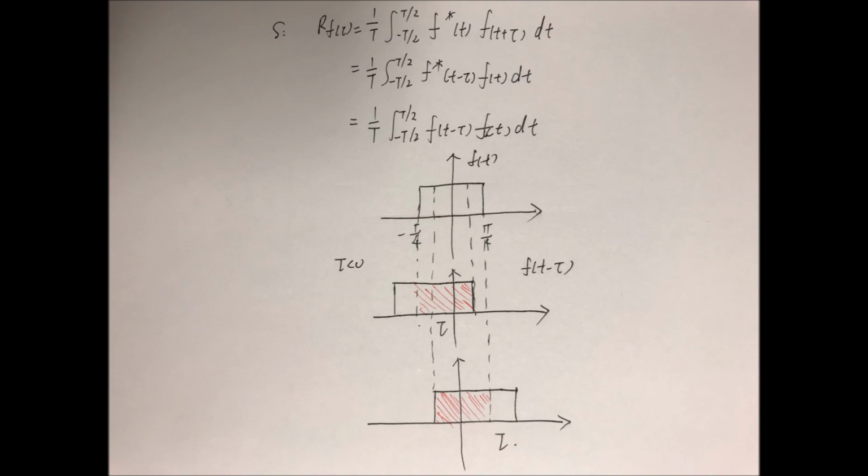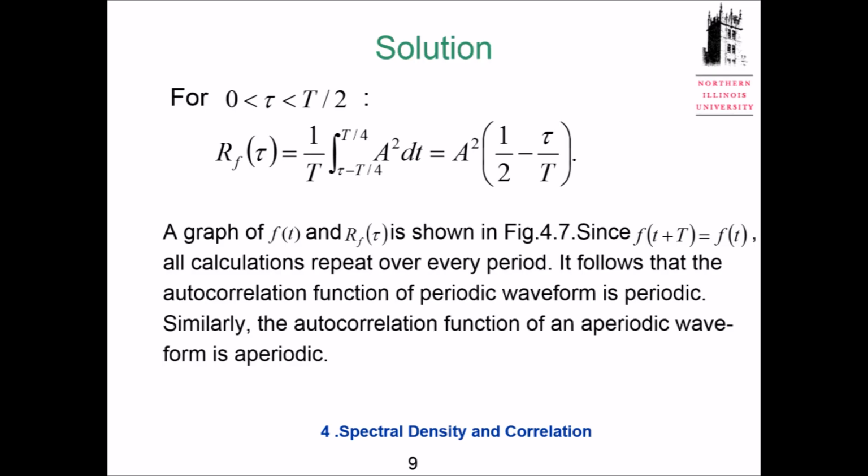So my boundary is from minus T over 4 to T over 4 plus tau. Minus T over 4 is this one, and this one is plus tau. So this is how our textbook gets the solution.